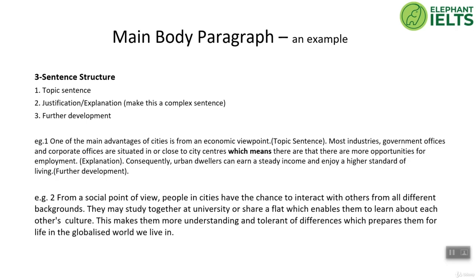From a social point of view, people in cities have the chance to interact with others from all different backgrounds. That's the topic sentence. They may study together at university or share a flat, which enables them to learn about each other's culture. So that explains it. Again, it's a topic sentence using which enables them to.